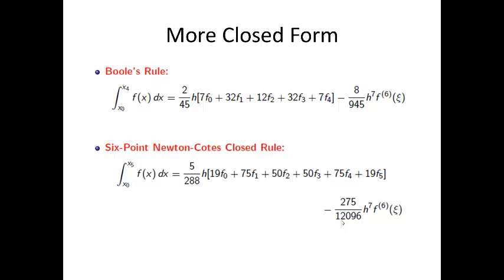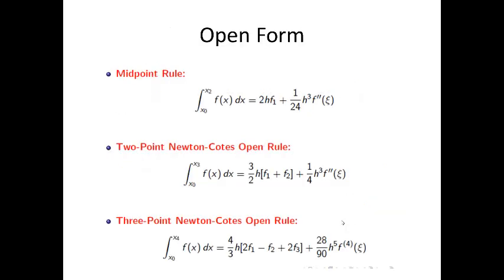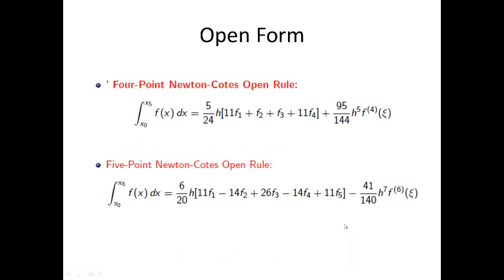Here are a couple of the open forms. There's the midpoint rule, 2-point Newton-Cotes open rule, 3-point open rule, and again you can see the fractions are getting nastier as we go along. The 4-point and the 5-point. And again, these are the easy fractions. These were ones that could be done fairly well by hand. Again, we'll see in the next section things that can't be done very well by hand or aren't very nice to do.